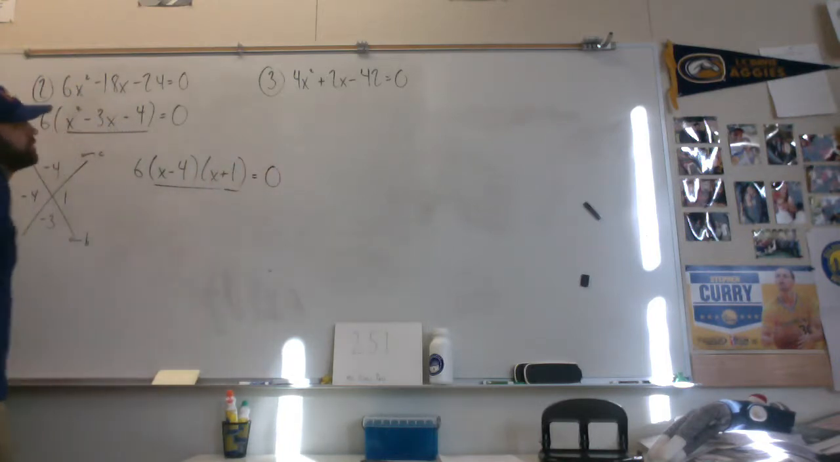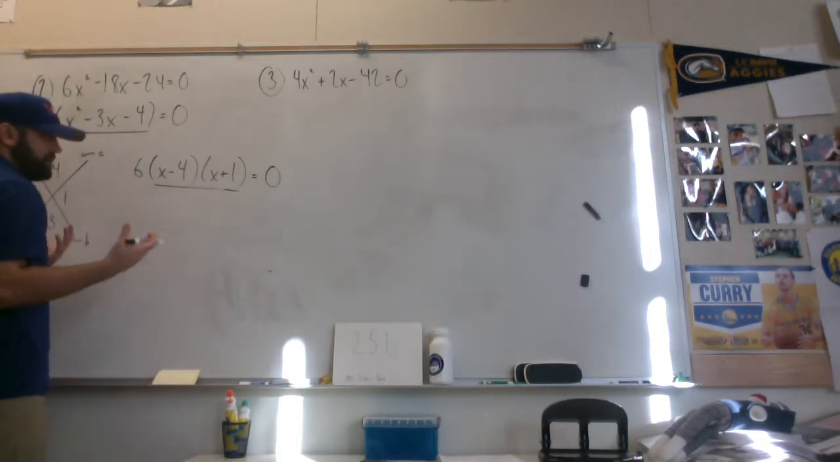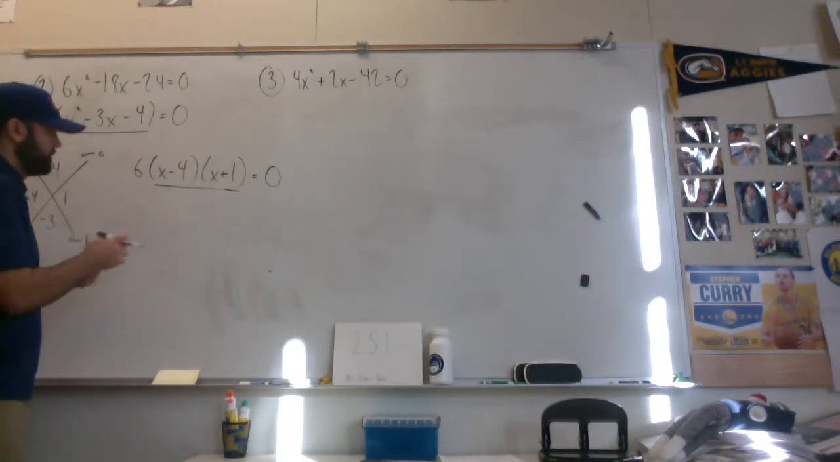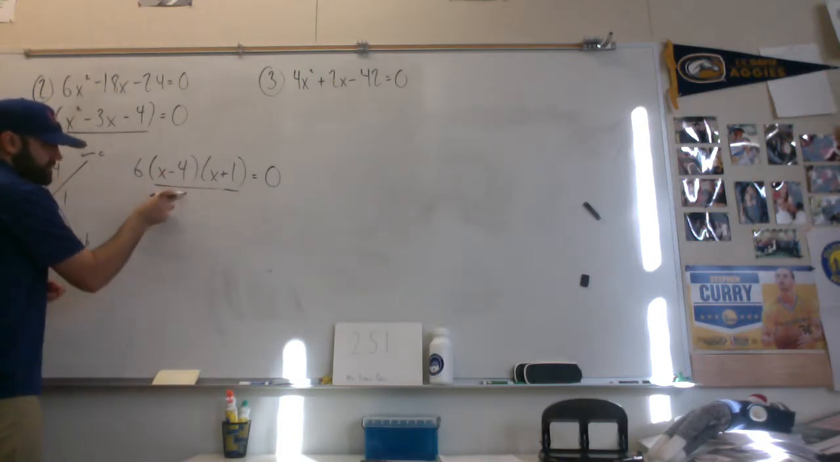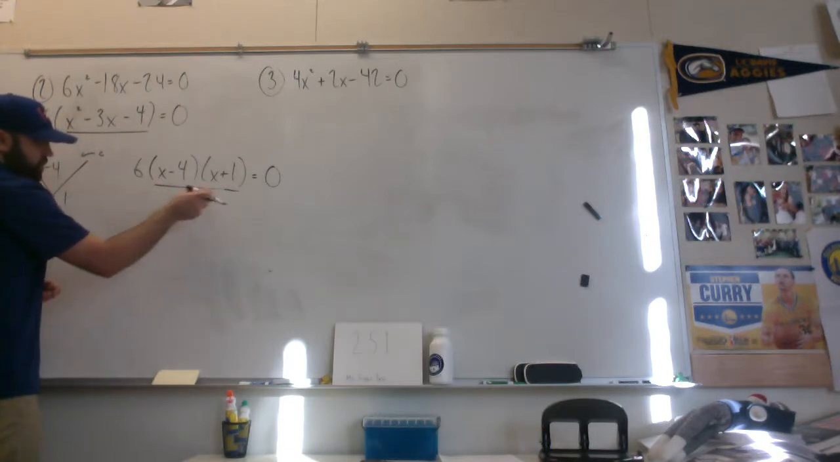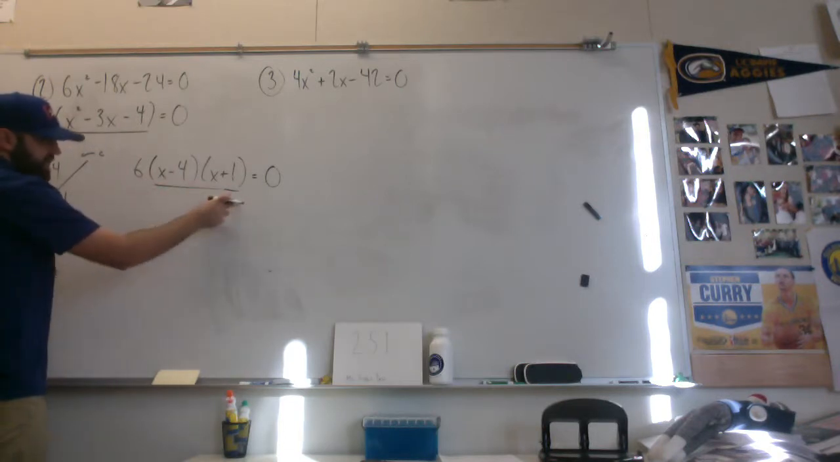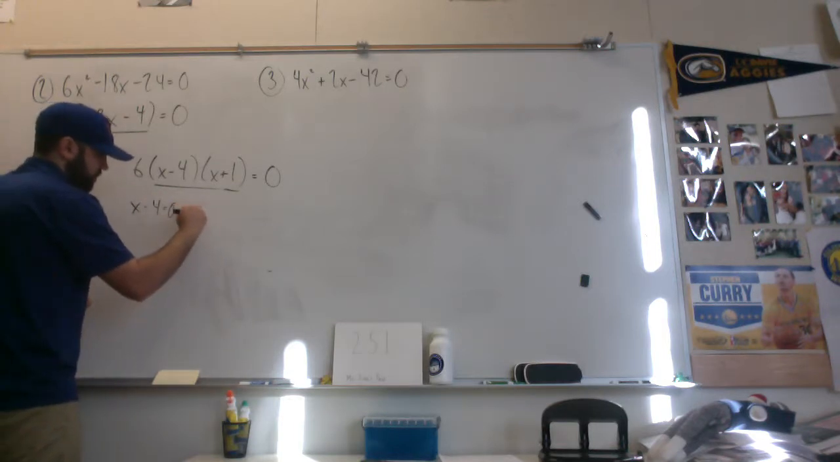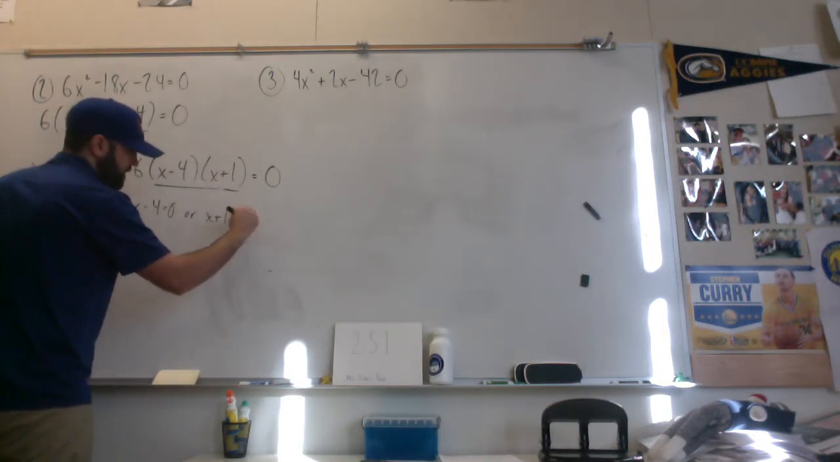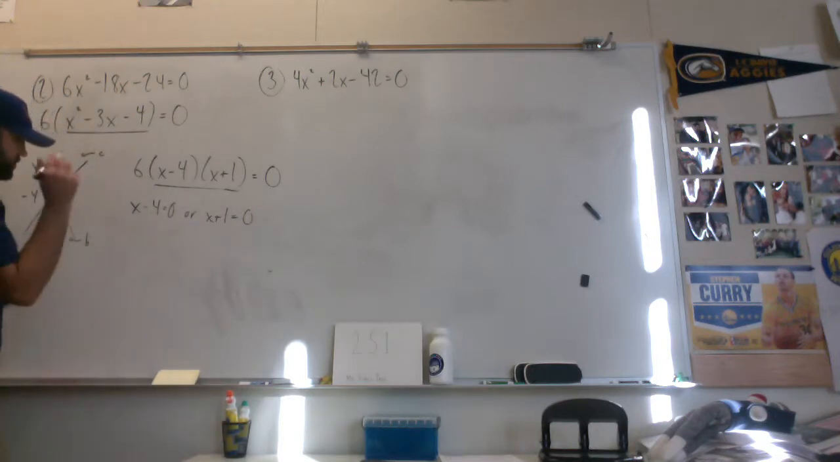They still equal 0. All right, so now we just need to figure out what x needs to be to make this true, and that's the zero product property. If this times this is 0, then either this needs to be 0 or that needs to be 0, right? Because if this were 0, 6 times 0 would be 0, and that 0 times that would be 0. So either x minus 4 has to equal 0, or x plus 1 has to equal 0, one of the two. So you just solve these individually.